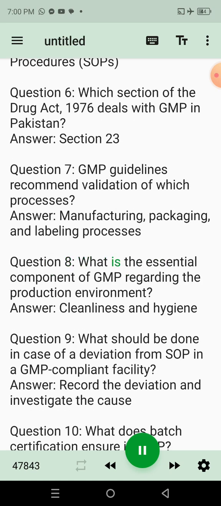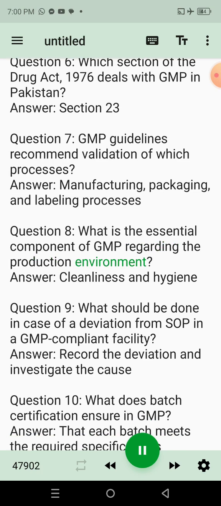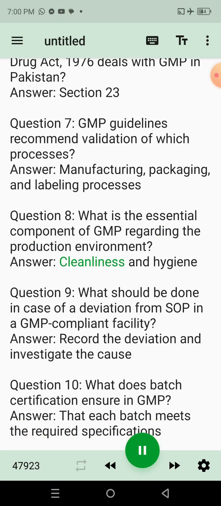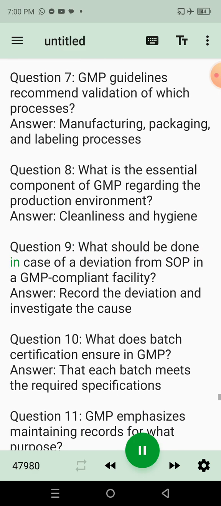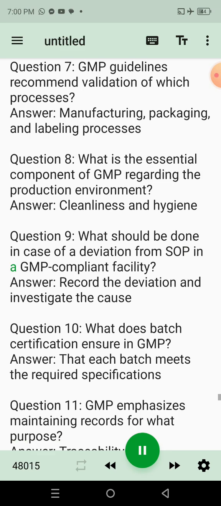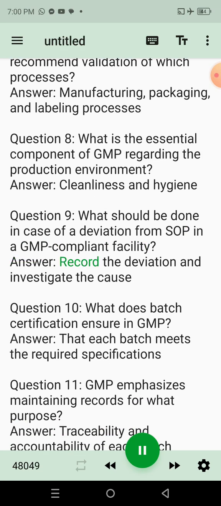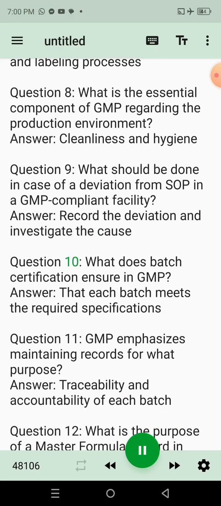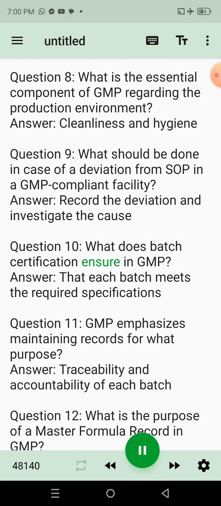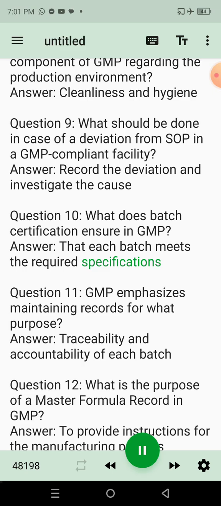Question 8. What is the essential component of GMP regarding the production environment? Answer: Cleanliness and hygiene. Question 9. What should be done in case of a deviation from SOP in a GMP-compliant facility? Answer: Record the deviation and investigate the cause. Question 10. What does batch certification ensure in GMP? Answer: That each batch meets the required specifications.